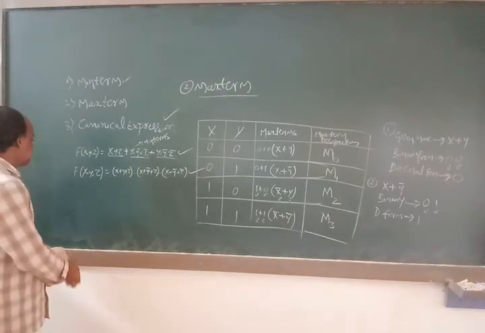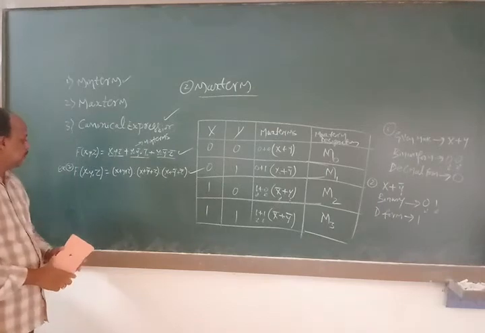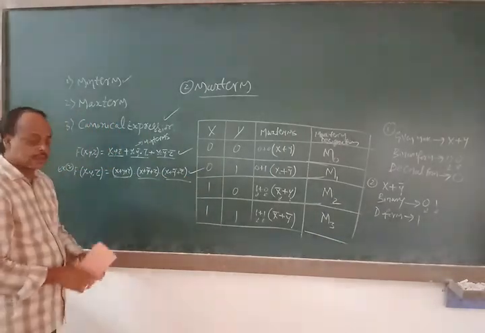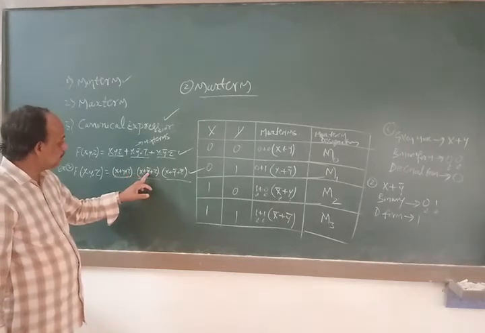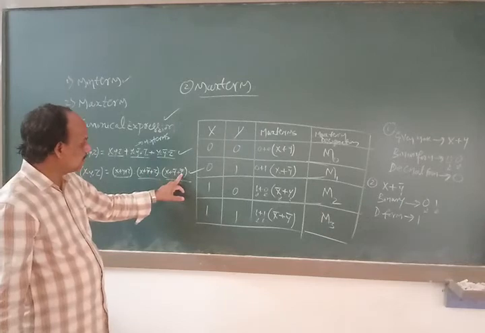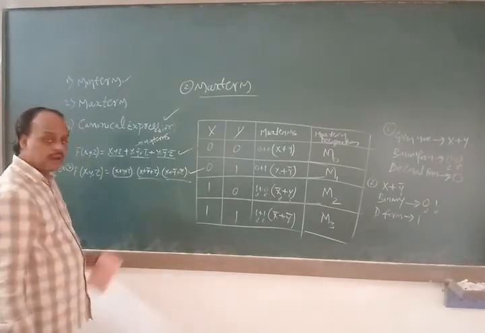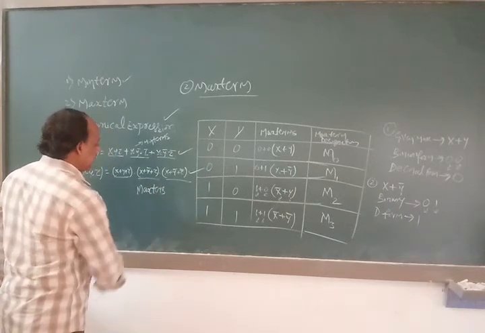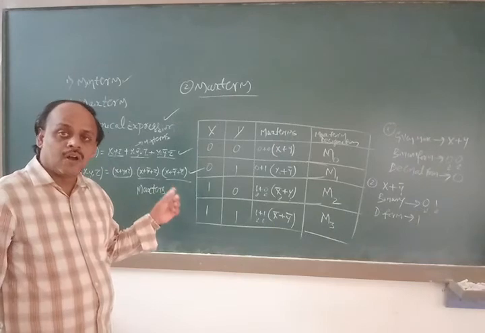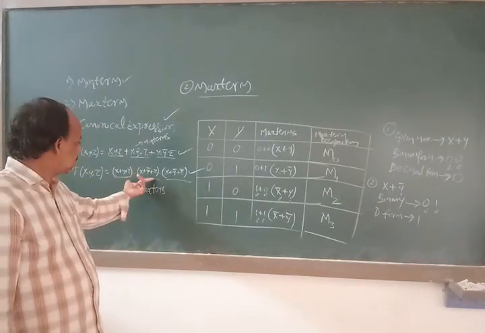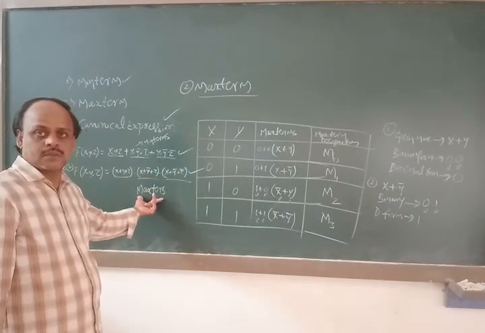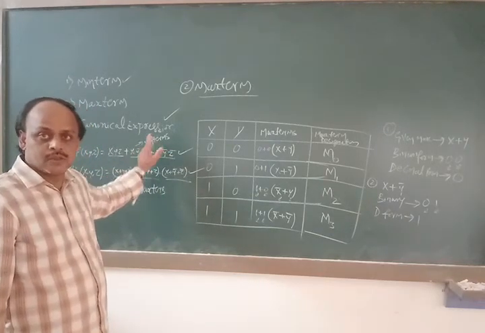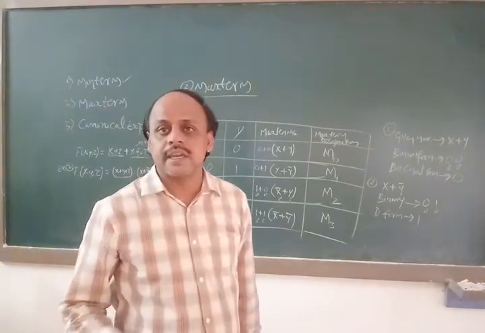See here, this is the second example. F of x comma y comma z is equal to: this is one term, this is the second term, this is the third. x plus y plus z is the first term, x plus y bar plus z is the second term, and x plus y bar plus z bar is the third term. All these terms are in max term form, right? A max term means the logical sum of variables. So this expression contains only max terms, and the first Boolean expression contains only min terms. Hence these two are examples of canonical expressions.